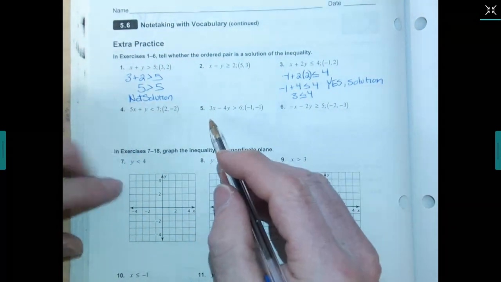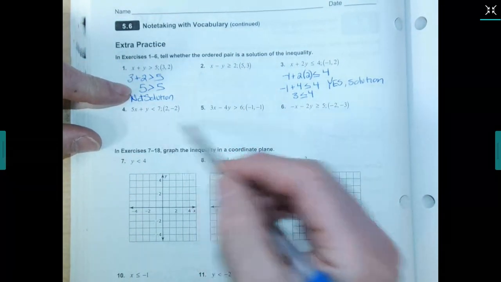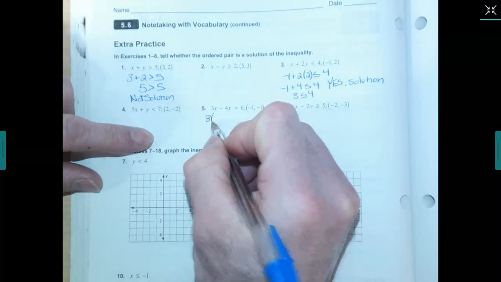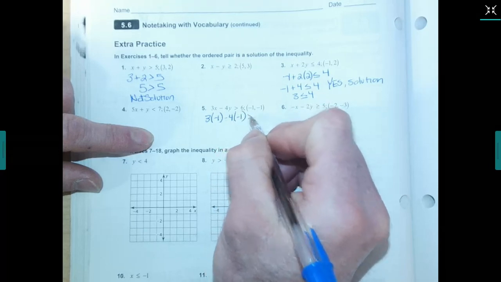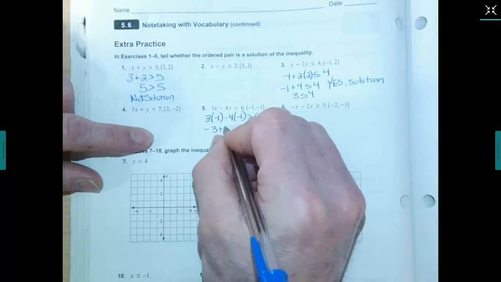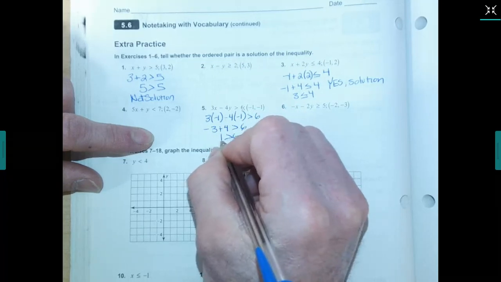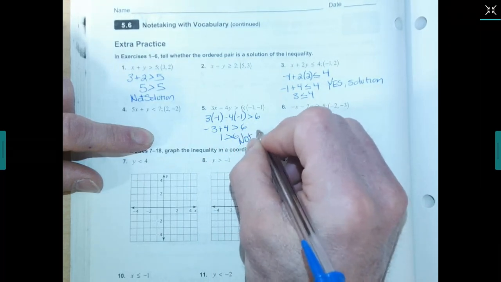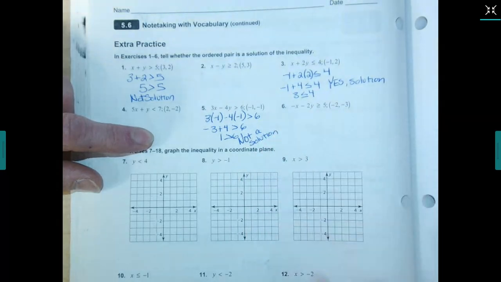Alright, let's check out number 5. Don't forget to pause the video, do number 2, do number 4, and then check number 5. So I have 3 times negative 1 minus 4 times negative 1 is greater than 6. Negative 3 plus 4 is greater than 6. 1 is greater than 6. Nope. No, not a solution. Alright, go ahead and do number 6.